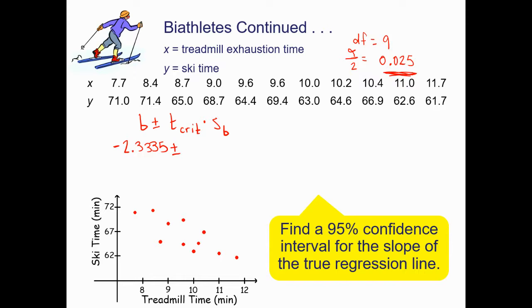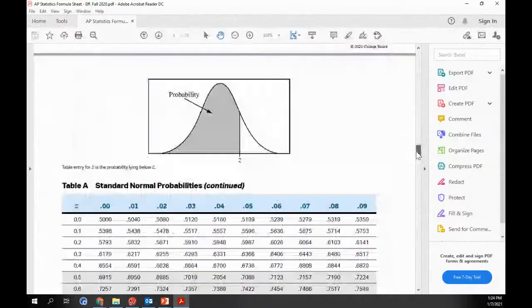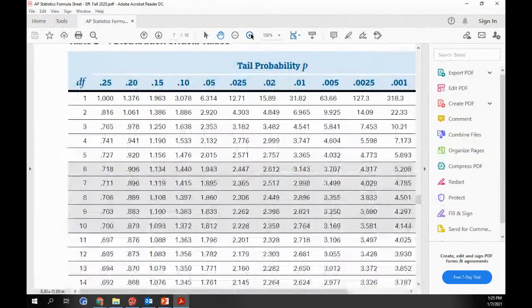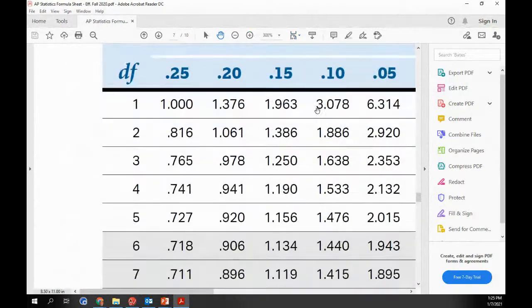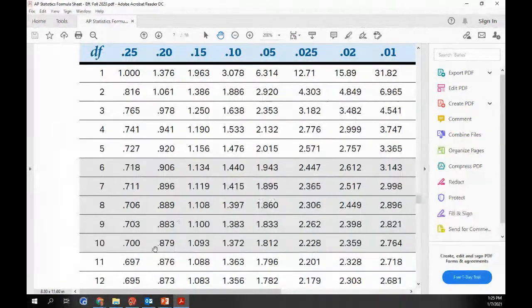You don't have to pull your table out unless you have it readily handy. So I'm going to put one up on the screen. Okay, let's see. There we go. Let me zoom in so we can actually see stuff. Too far. Okay, so 9 degrees of freedom, 0.025. That means our critical value is 2.262.